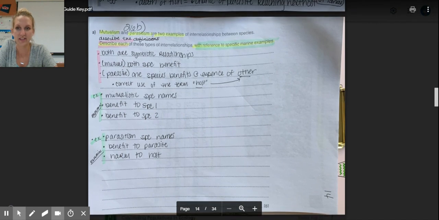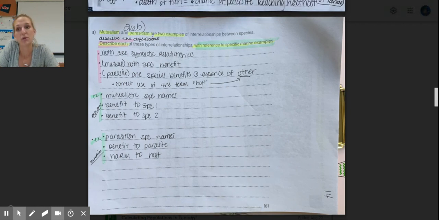Okay, so 26 has both. Mutualism and parasitism are 2 examples of relations between species. Great. Describe each of these relationships and give an example. So describe the relationship. They're both symbiotic relationships. In mutualism, this is like their definition, both species benefit. In parasitism, one species benefits, and that's the parasite, at the expense of the other, which is the host.